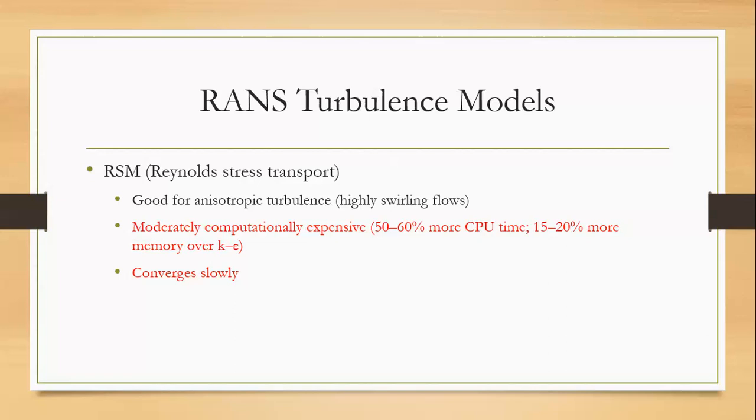So that's why the Reynolds stress model is very computationally expensive, because it is a five-equation model. In Spalart-Allmaras, we used only one equation, and in K-epsilon and K-omega, we used two equations. In RSM, we use five equations. So you can imagine how much more complicated you have made your problem to solve.